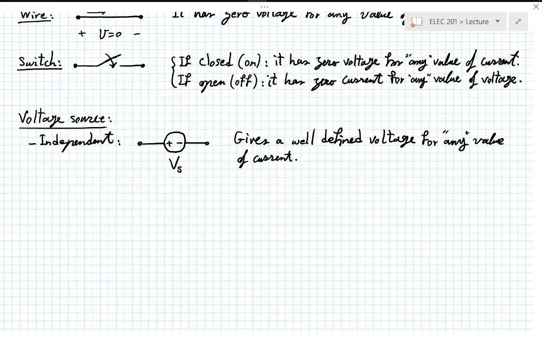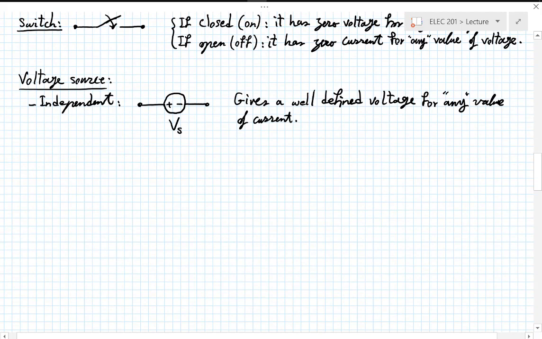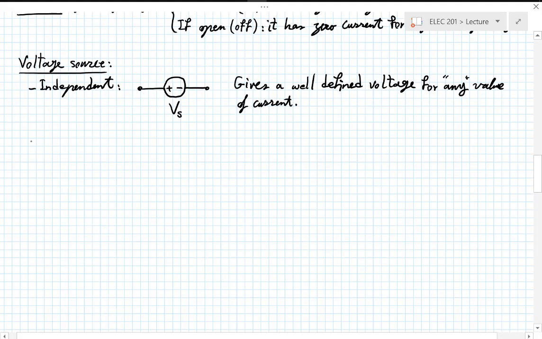So the next element that I want to talk about is another variation of the voltage source. If the first one was called independent, you might guess the second one is called a dependent voltage source. And its symbol is a little different. It's a diamond.